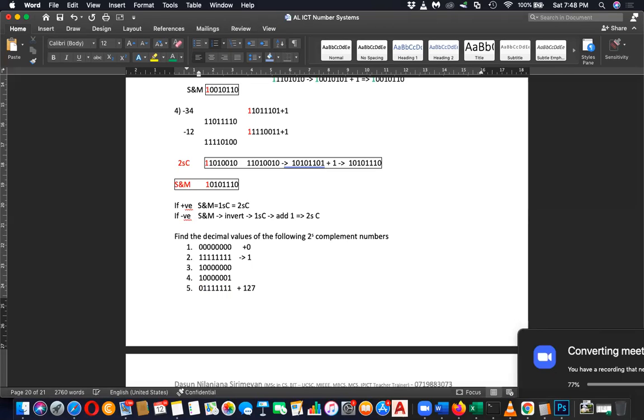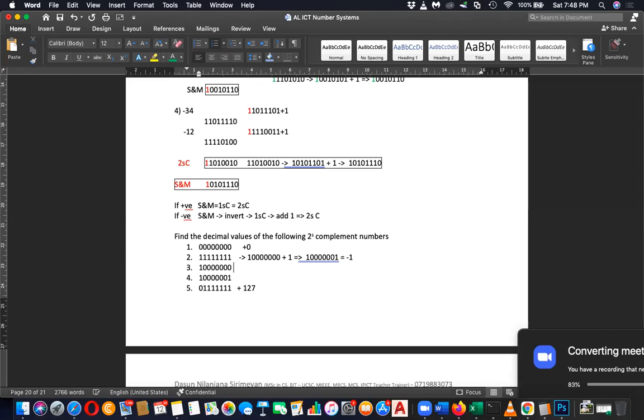When you invert, it's all zeros. Then add 1, and that will give you minus 1. Because this 1 will give, okay, so here. So this is equal to minus 1.